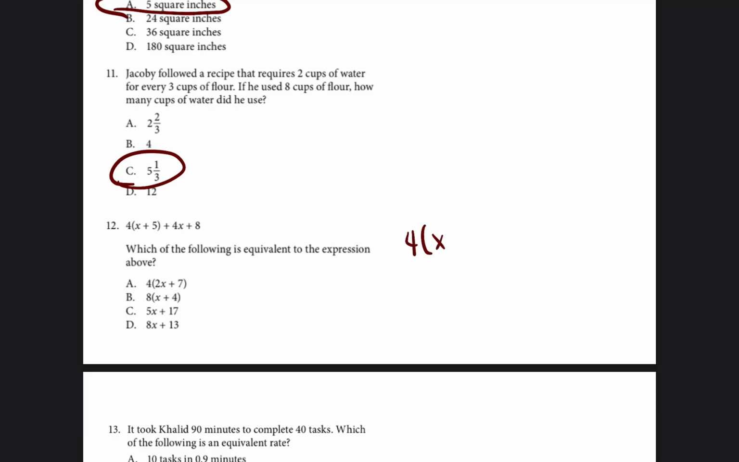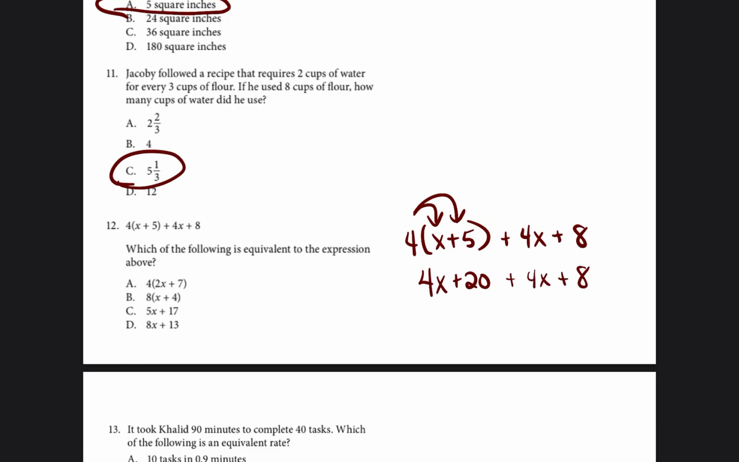So it's 4(x + 5) + 4x + 8. Which of the following is equivalent to the expression above? So let's try to multiply this out to see what we get. We're going to distribute the 4. 4 times x is 4x. 4 times 5 is 20. And I'm going to bring down the rest.